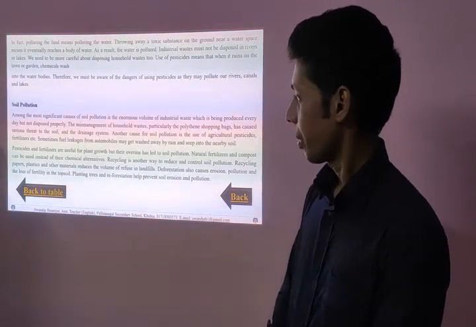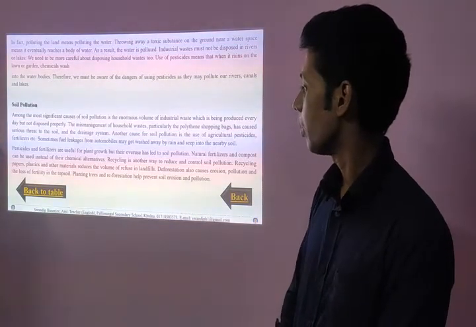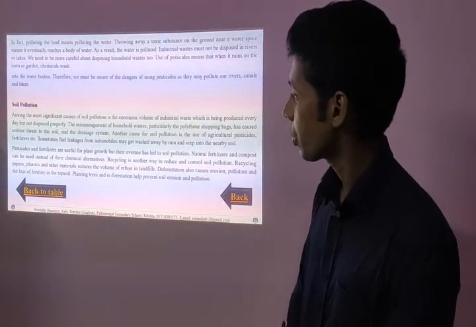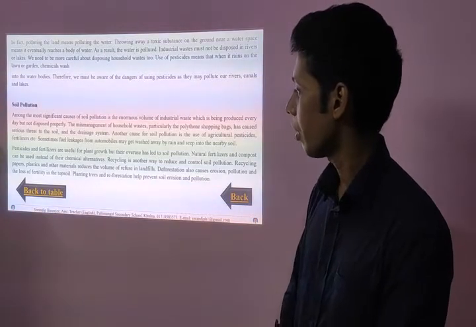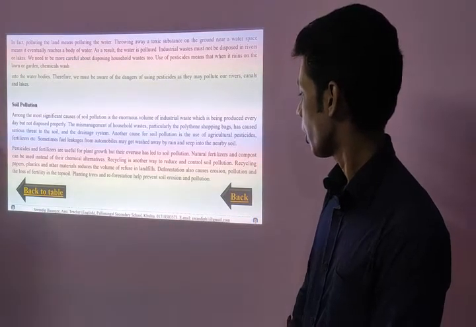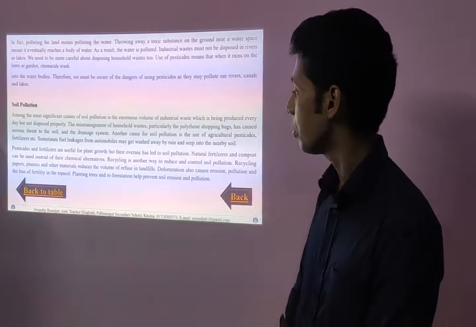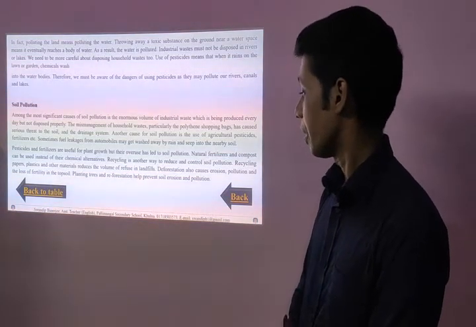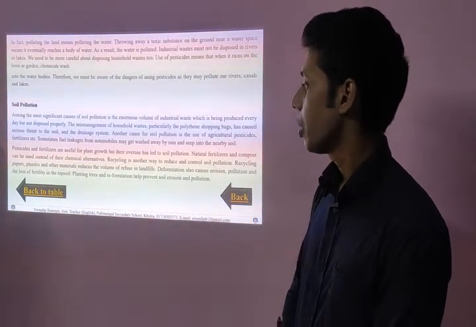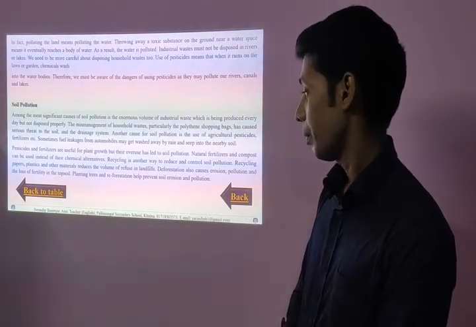Pesticides and fertilizers are useful for plant growth, but their overuse has led to soil pollution. Natural fertilizers and compost can be used instead of their chemical alternatives. Recycling is another way to reduce and control soil pollution. Recycling papers, plastics, and other materials reduces the volume of refuse in landfills. Deforestation also causes erosion, pollution, and loss of the fertility of the topsoil. Planting trees and reforestation help prevent soil erosion and pollution.